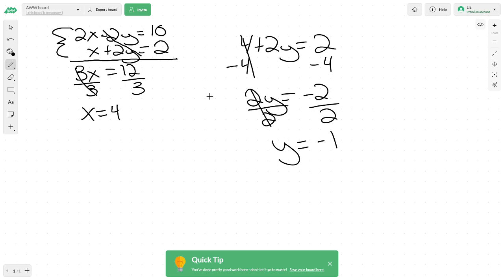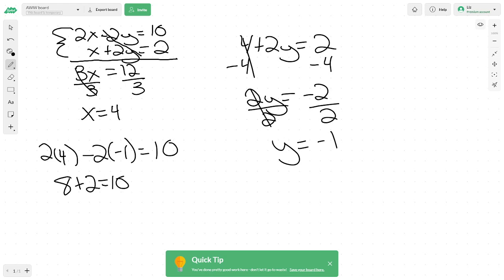If I want to check my work, I can plug it in. 2 times 4 minus 2 times negative 1 equals 10. 2 times 4 is 8. Negative 2 times negative 1 is a positive 2. So 10 equals 10. We are good there.